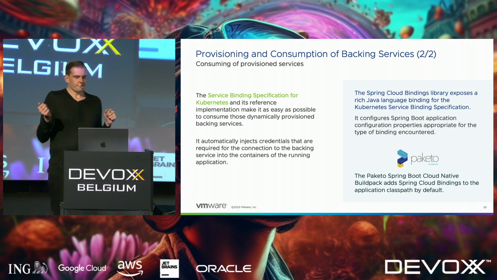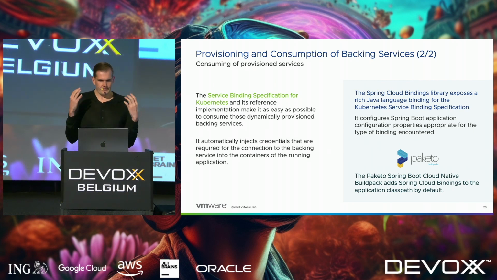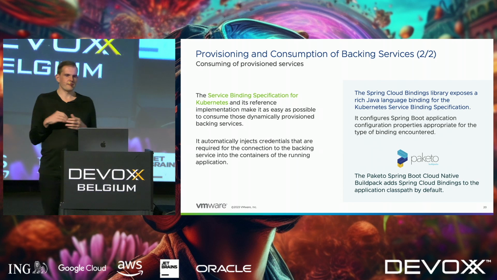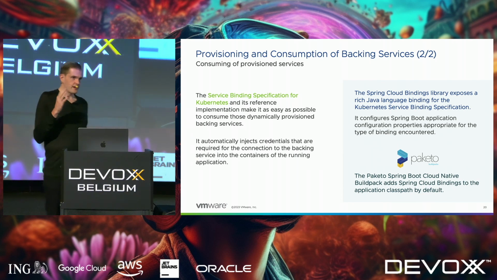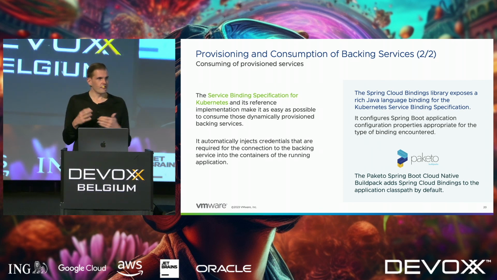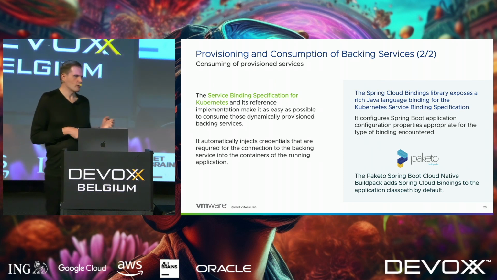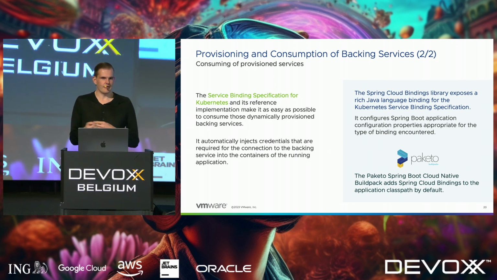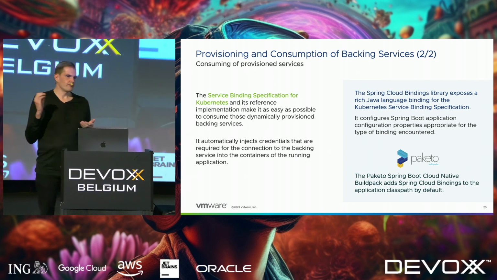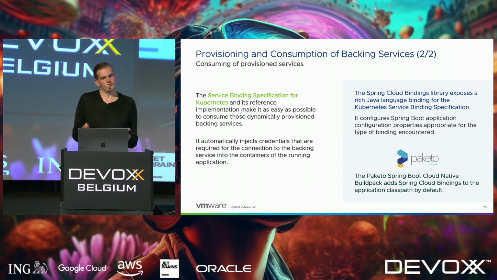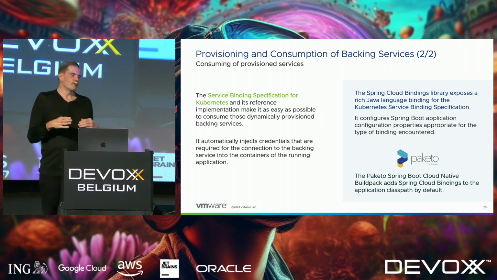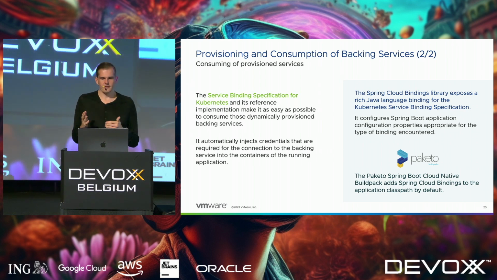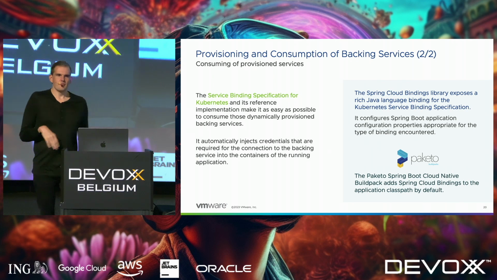Those credentials will be in the secret, and if they have a specific form, they will be attached automatically to the container, so mounted in the pod, and then loaded from the local file system in the container by the application to be consumed. And with Spring, we have a library called Spring Cloud Bindings that, for all common types of data services, is already implemented for you.